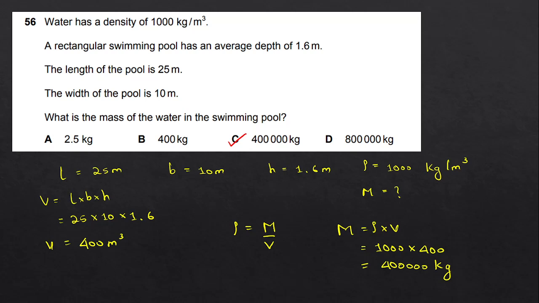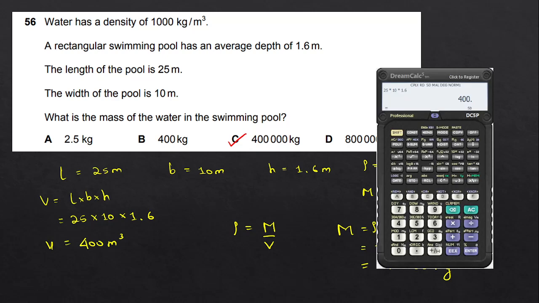Let me recheck the volume of this. So the volume is 25 times 10 times 1.6, 400. Alright, so our answer is correct.